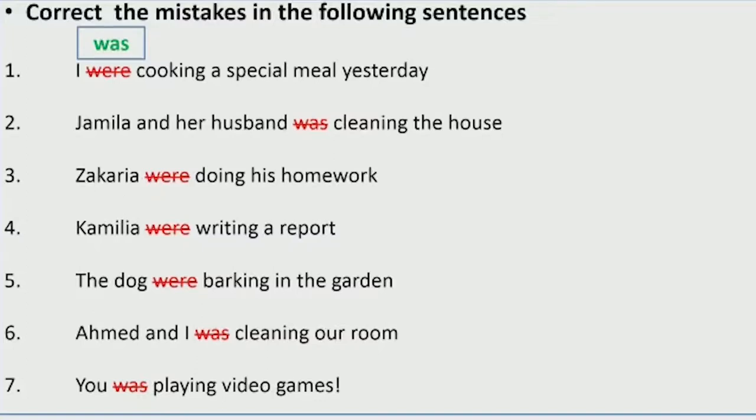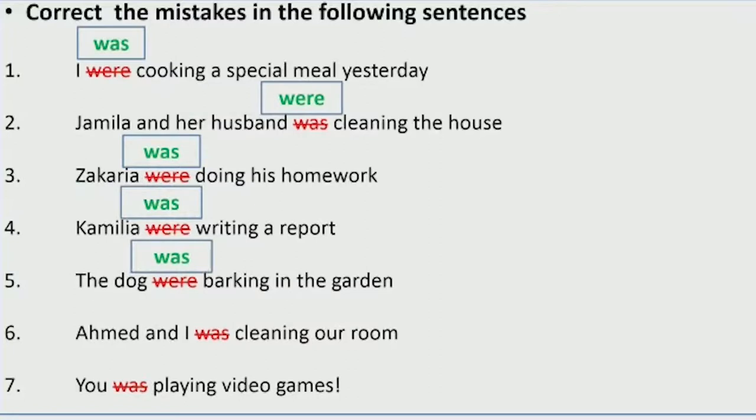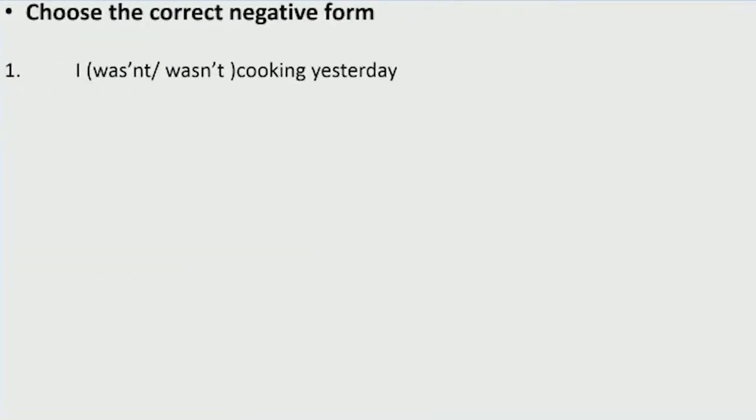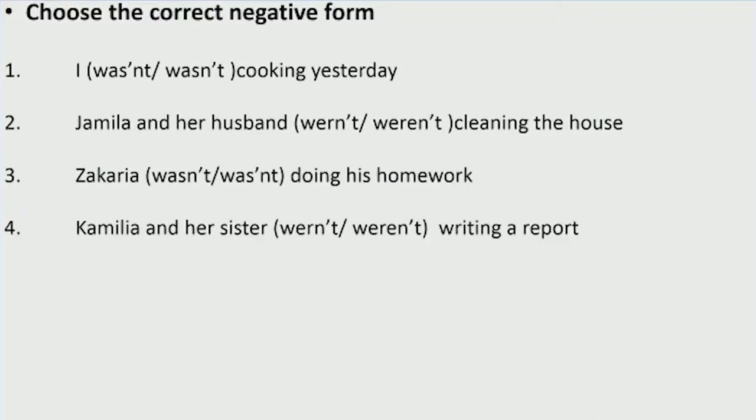So let's correct. Number two, Jamila and her husband were. Good. Number three, Zakaria was. Nice. Number four, Camilla was. And number five, the dog was barking. Nice. Number six, Ahmed and I. It's Ahmed and I, not just I. Good. Were. Number seven, you were playing video games. Excellent. Another exercise in which you will give me the correct form of the negative.